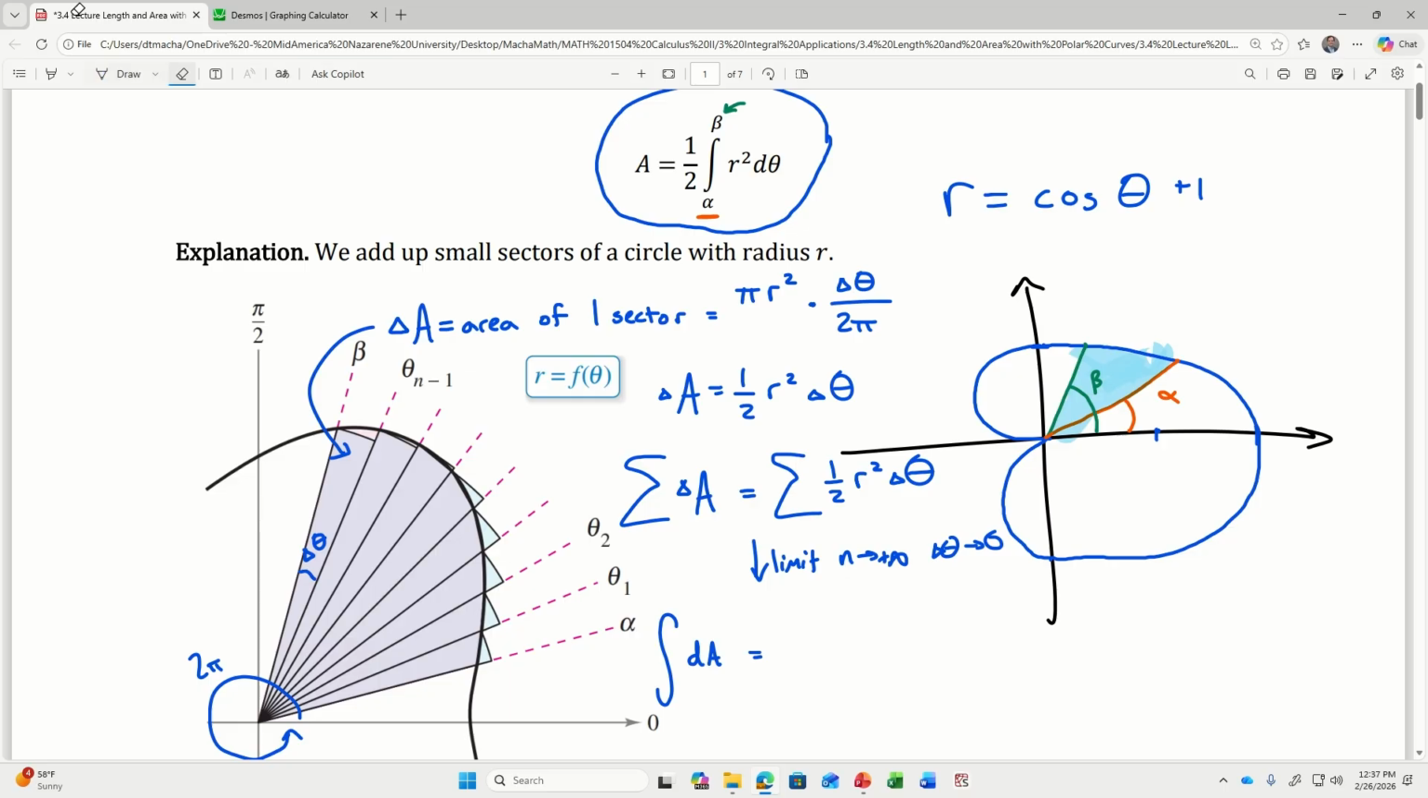which is the total area. And on the right side, the integral of r squared d theta. We use a lowercase d to represent a change in theta that goes to 0. And the 1/2 is just a constant, so we can also write that outside the integral. We've got to have some starting point, some ending point, and there we go. That's our formula.